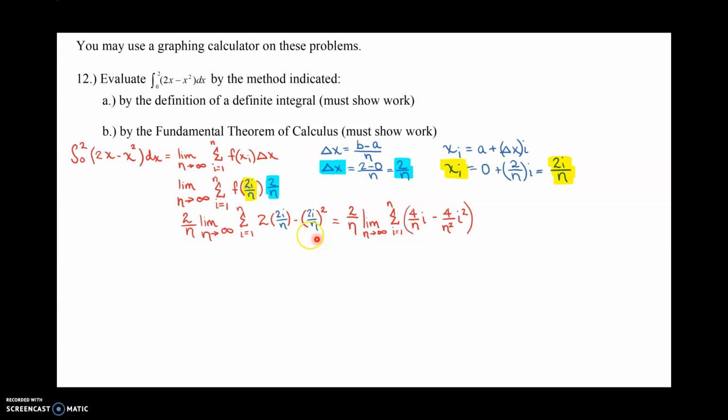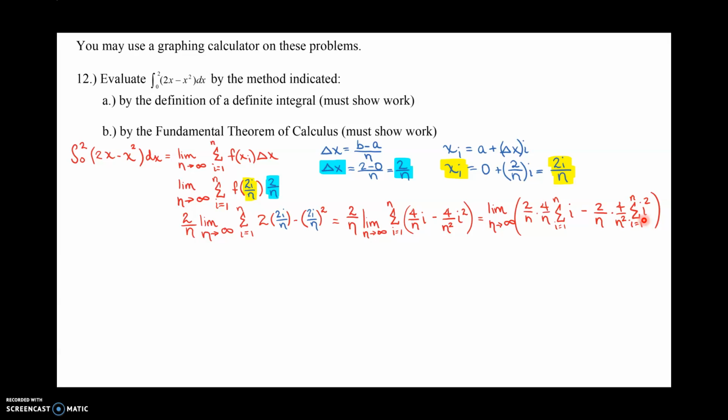All right, so let's simplify that then. 2 times 2i would be 4i over n. And then 2i squared would be 4i squared over n squared. All right, now I'm going to break that up into two separate summations. So 4 over n is a constant. Let's pull that out in front. So we've already got the 2 over n. We pull the 4 over n out in front, and the only thing that would leave would be i. Then for the second one, I've already got the 2 over n out in front. I'm going to grab this 4 over n squared and put that out in front, and the only thing I would have left is i squared.